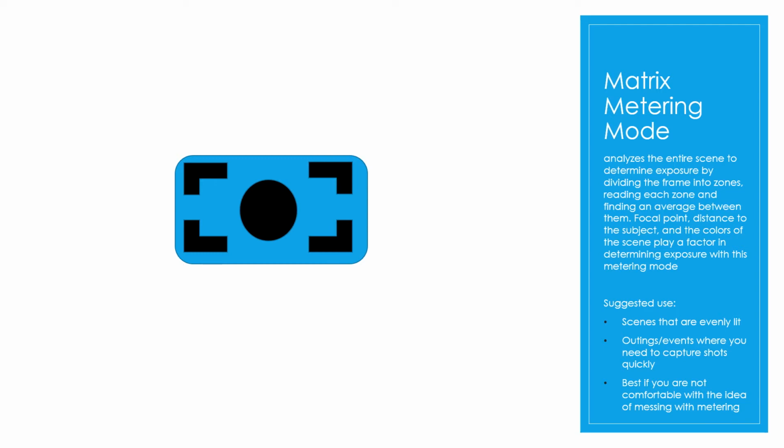Suggested use for this metering mode are scenes that are nice and evenly lit. Say you've got a cloudy day or you're indoors on a cloudy day, that sort of thing. Outings or events where you need to capture shots quickly. This is also best if you're not comfortable with the idea of messing with your metering mode. Do not feel like you have to change your metering mode while you're learning the rest of the stuff. You can stick with this one. It's fine. It's the default. It's not going to steer you wrong for the most part.